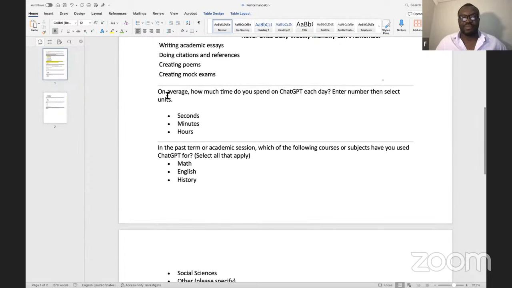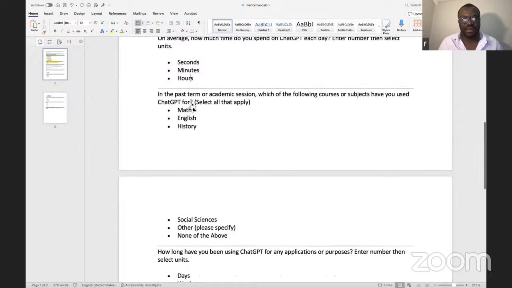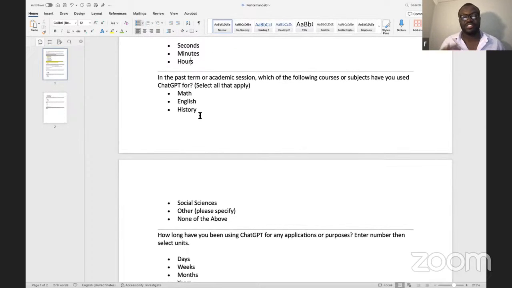And then here we're trying to measure the intensity of usage. On average, how much time do you spend on ChatGPT each day? Enter a number, then select the unit. So they can enter a number like 6 or whatever number is, and then select whether it is 6 seconds or 6 minutes or 6 hours. That's what the question is trying to assess. So it's trying to capture intensity of use.